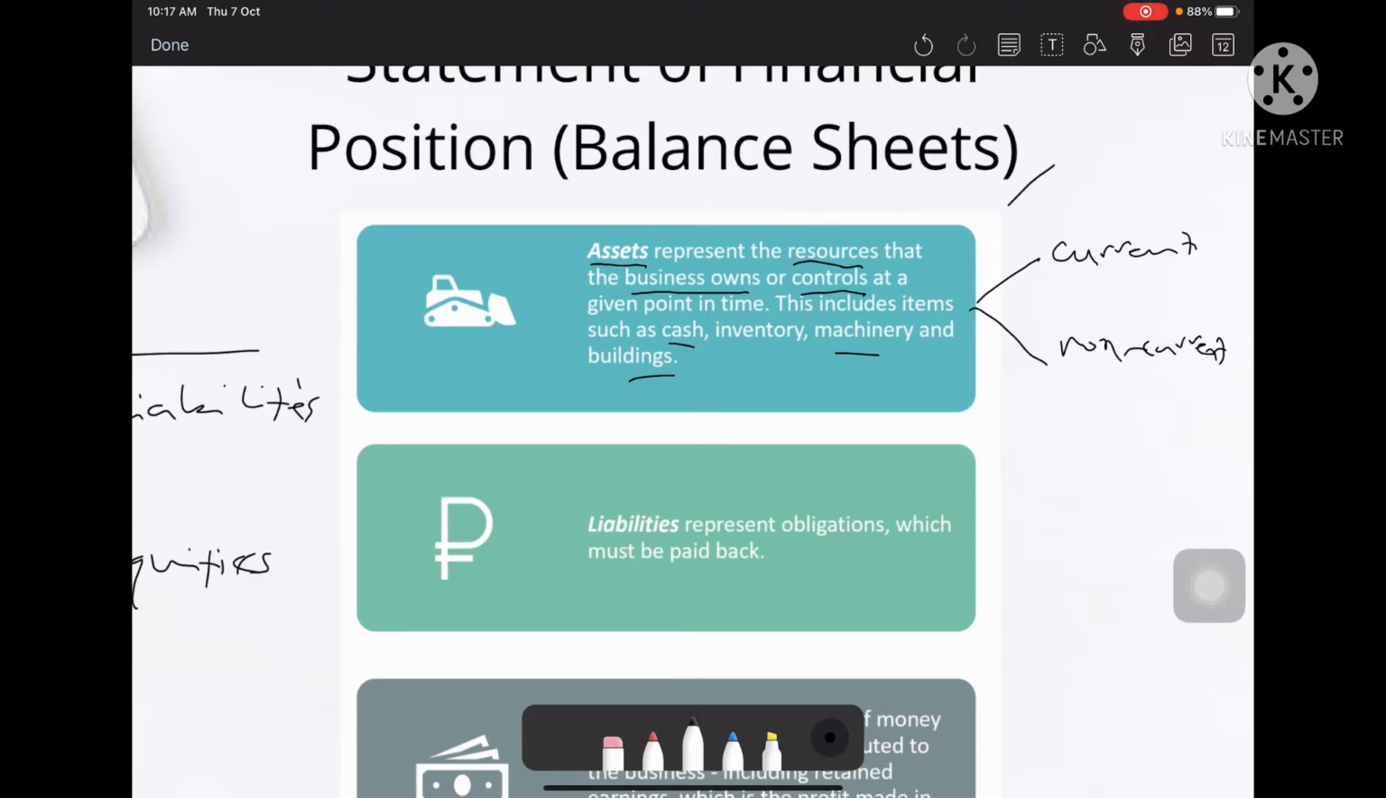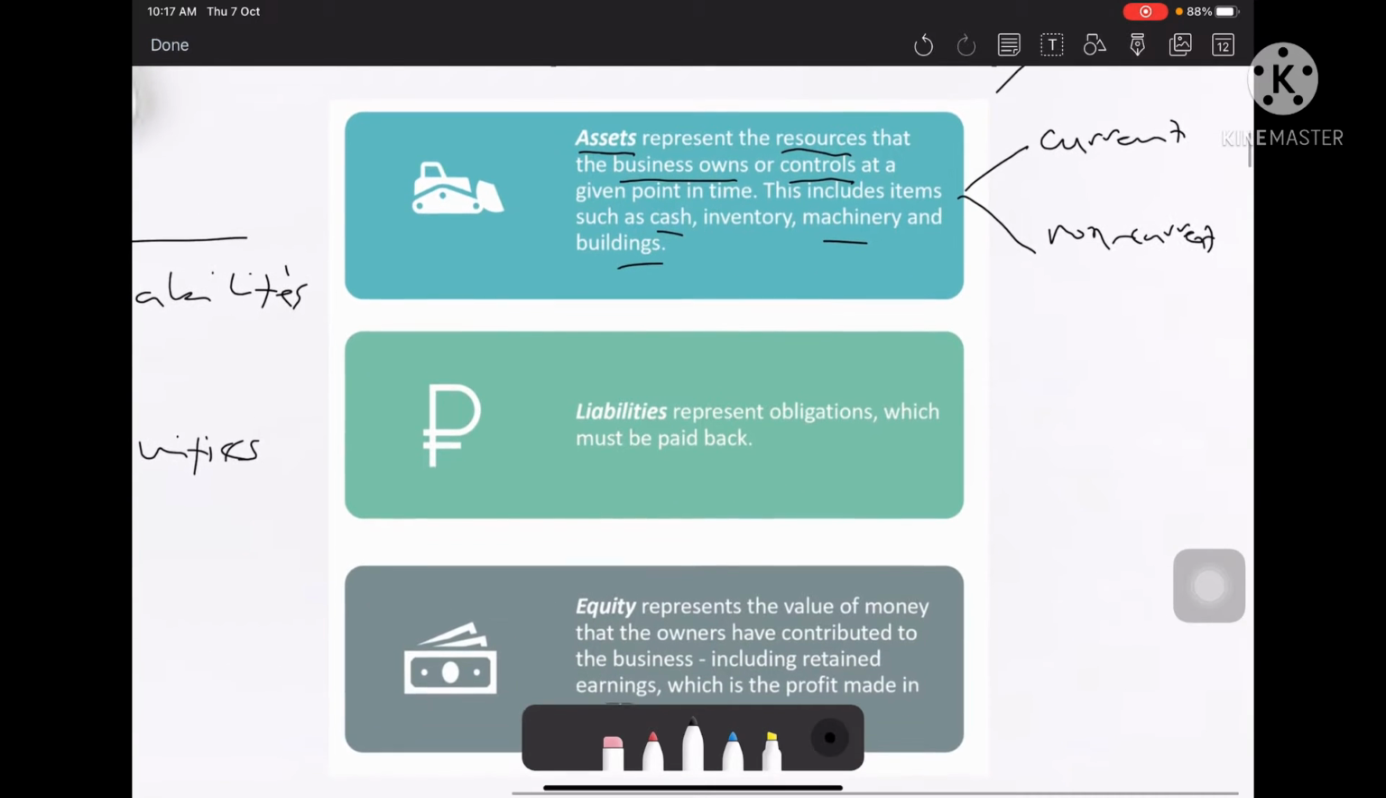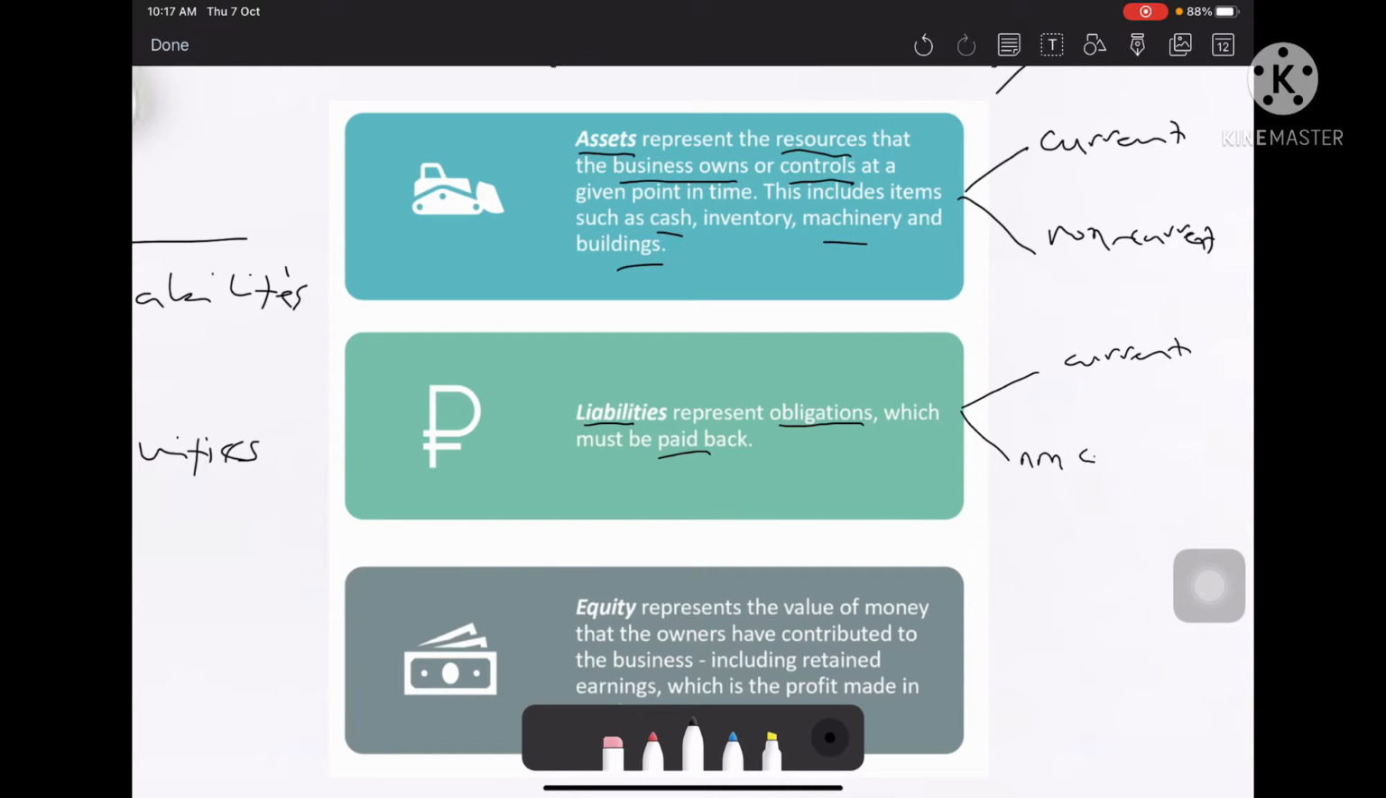And then next, let's have a look at the liabilities. Liabilities represent the obligations which must be paid back. So this is a kind of debt, so it must be paid back. There are 2 types of liabilities, a current liability and also the non-current liability. The current liability is for the maturity that is less than 1 year. The non-current liability is for the maturity that is more than 1 year.